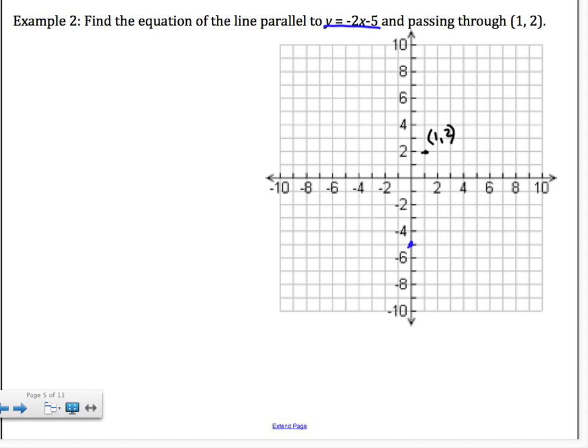So let's first of all graph this one. Negative 5, what's our slope? Negative 2, so I go down 2 over 1, down 2 over 1. If that was a straight line, that's that line. What we want to do is find a line that's parallel to this, but it passes through that point. This line, of course, is not going to pass through that point. We could visually see that, right? But we want a line that's parallel to it, that passes through 1, 2.